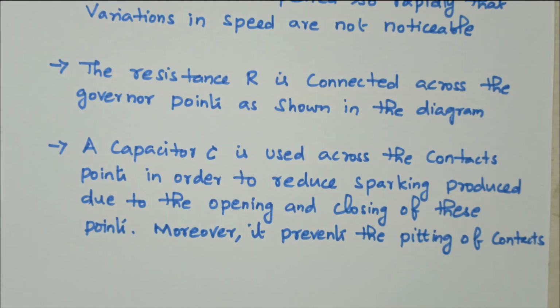So in this method, a centrifugal mechanism is used. With that, a resistor and capacitor are connected. The capacitor reduces the sparking. The resistor is used to control the flow of current to the field winding. If the speed is more, the switch is open. That is the mechanism set.